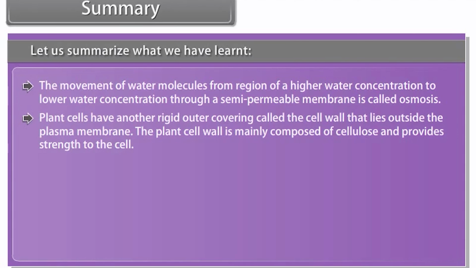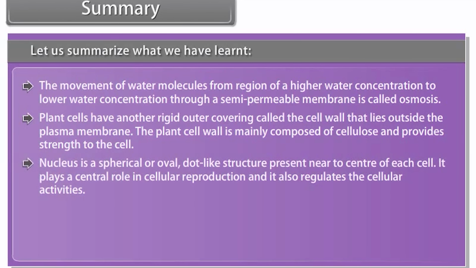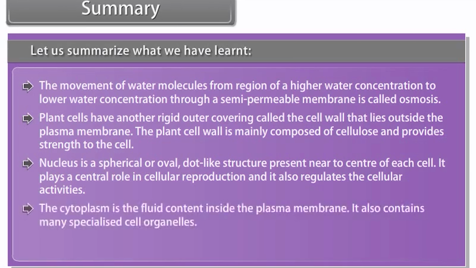Plant cells have another rigid outer covering called the cell wall that lies outside the plasma membrane. The plant cell wall is mainly composed of cellulose and provides strength to the cell. Nucleus is a spherical or oval, dot-like structure present near the center of each cell. It plays a central role in cellular reproduction, and it also regulates the cellular activities. The cytoplasm is the fluid content inside the plasma membrane. It also contains many specialized cell organelles.